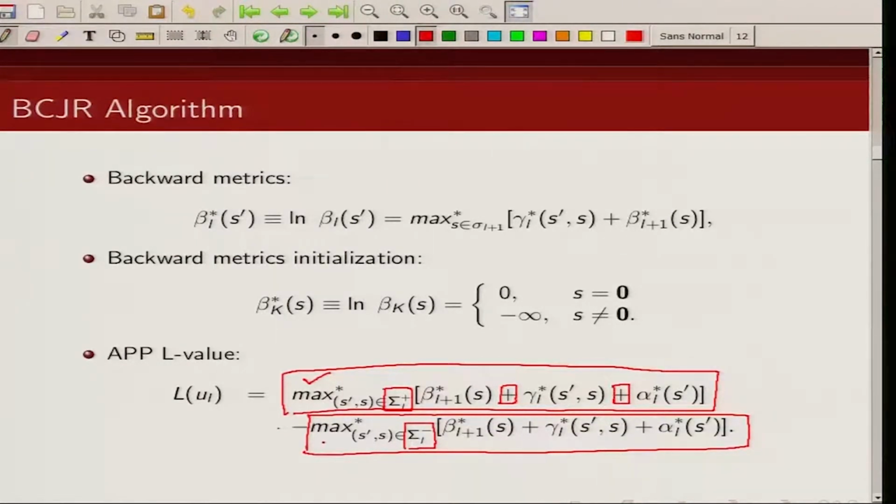And again, the addition term that we had in the probability domain description of BCJR is now the max star operator, and the product terms that we had in the BCJR algorithm are now addition terms. So, this is rewriting the expressions for forward recursion, backward recursion, and log likelihood ratio a posteriori probability L value computation for the BCJR algorithm.